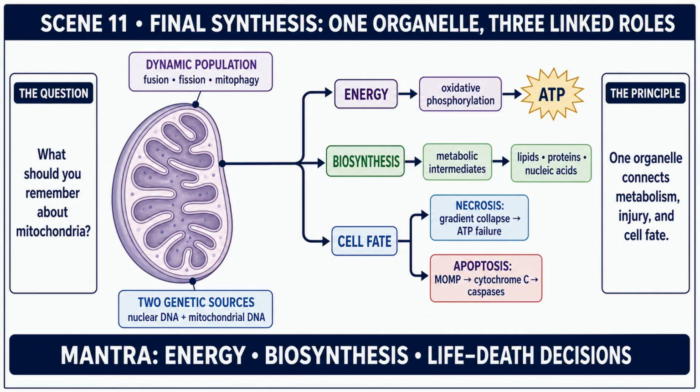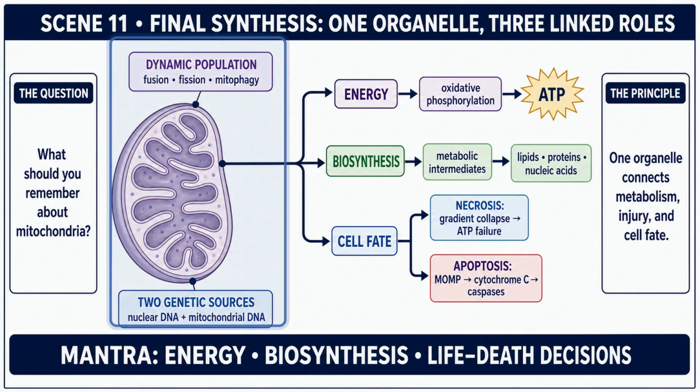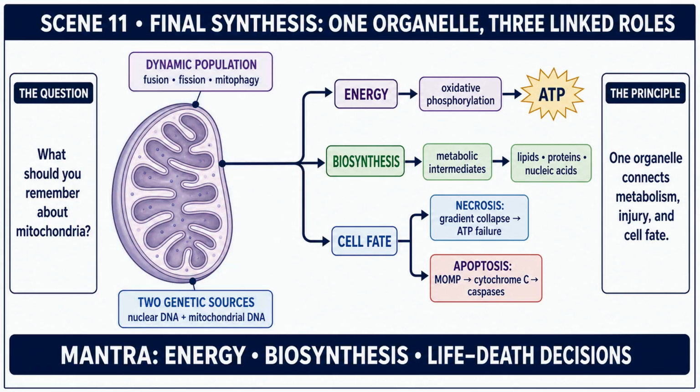The mitochondrion is not simply a battery inside the cell. It is a dynamic organelle built from two genetic sources. Its two membranes and internal compartments create the conditions for oxidative phosphorylation. Its metabolism supplies both ATP and building blocks. Its fusion, fission, and mitophagy maintain the organelle population. And its membranes can become the site of either energy failure and necrosis, or cytochrome c release and apoptosis.